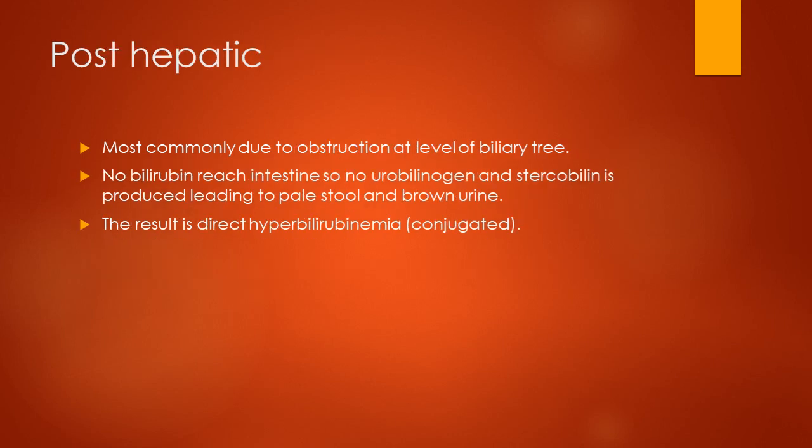Finally, posthepatic jaundice is most commonly caused by obstruction at the biliary tree, mainly due to a gallbladder stone. So we can't get rid of the conjugated bilirubin, it builds up in the blood leading to direct hyperbilirubinemia. Since the bilirubin doesn't reach the intestine, it won't be converted into urobilinogen, then stercobilin, leading to pale stool. Since conjugated bilirubin is in the blood, it's filtered by the kidney into urine, leading to dark-colored urine.